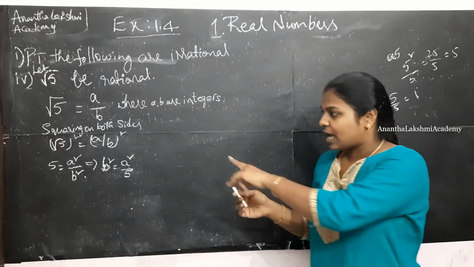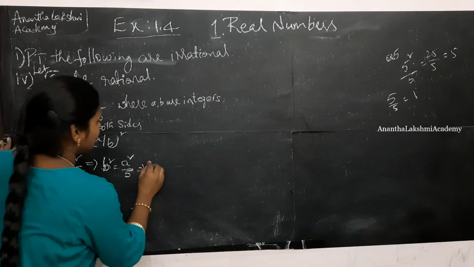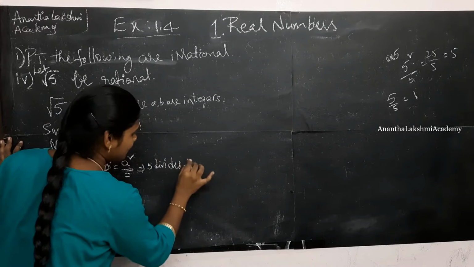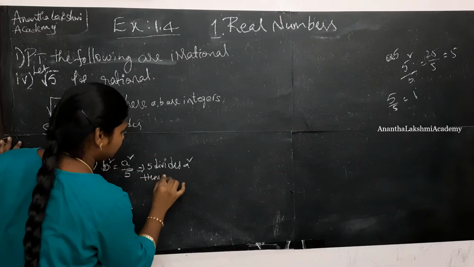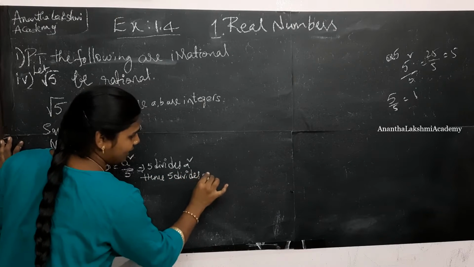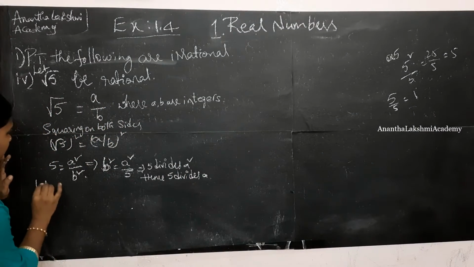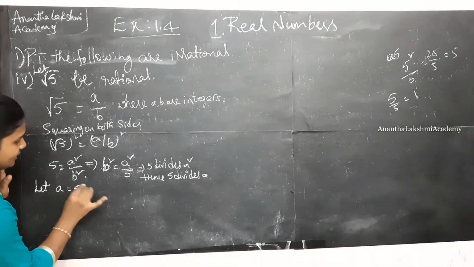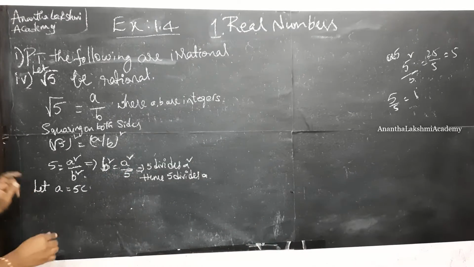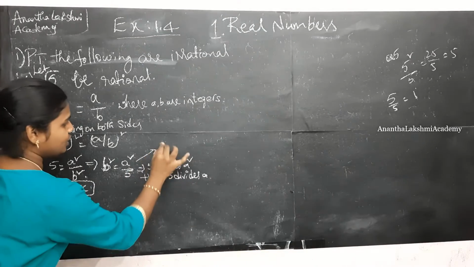So now what I am trying to make out is, here 5 divides a square, hence 5 divides a. Now let a is equal to 5c. Now I am thinking of a as 5c. So substituting this value in equation 1.